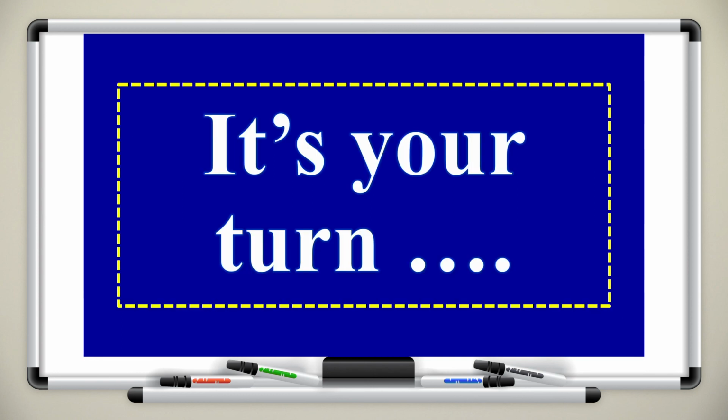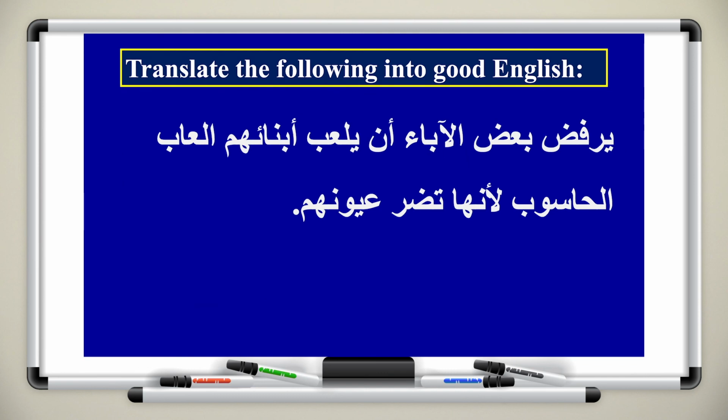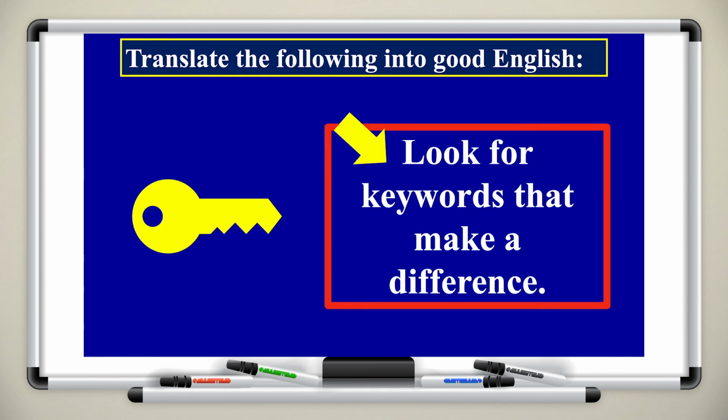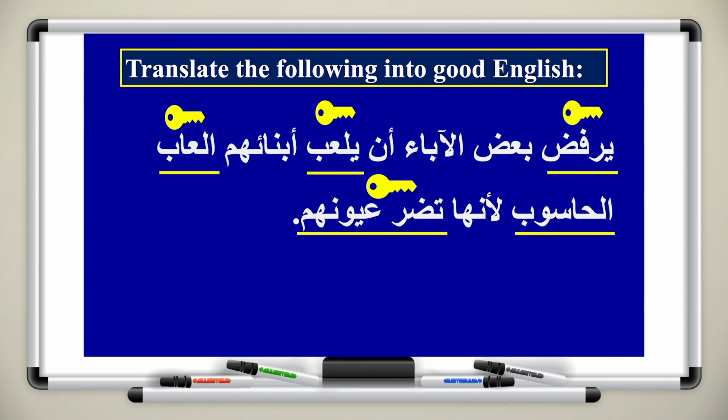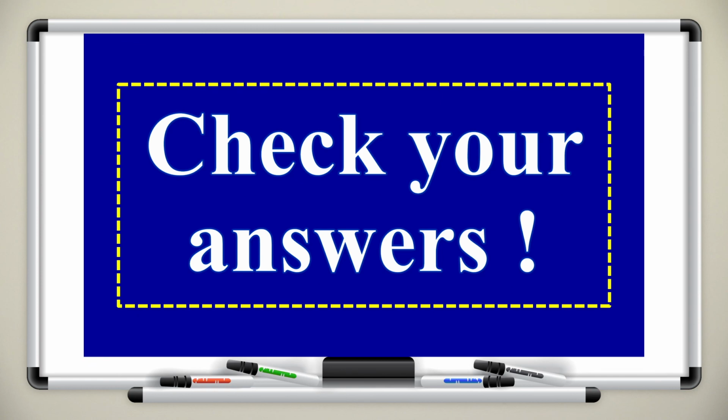Now it's your turn. You have this sentence here. يرفض بعض الآباء أن يلعب أبنائهم ألعاب الحاسوب لأنها تضر عيونهم. First of all, I'd like to remind you to look for keywords that make a difference. These keywords will help you translate the sentence. You have the word يرفض, يلعب, ألعاب الحاسوب, and تضر عيونهم. Now, translate the sentence into English, and then we're going to check your answers.